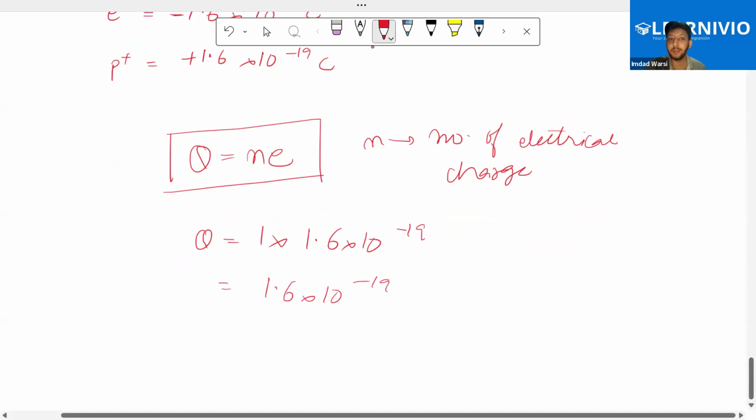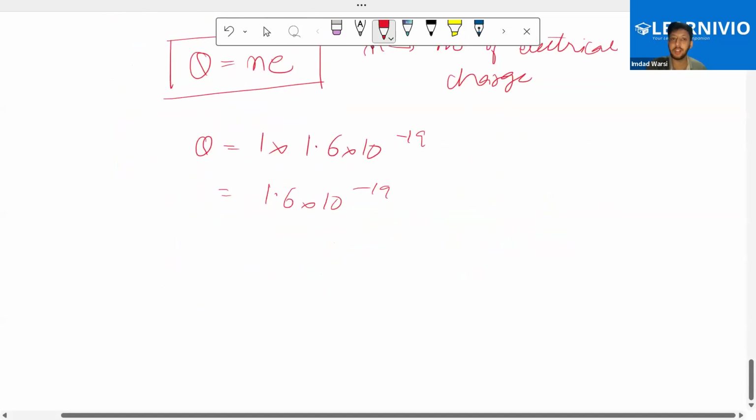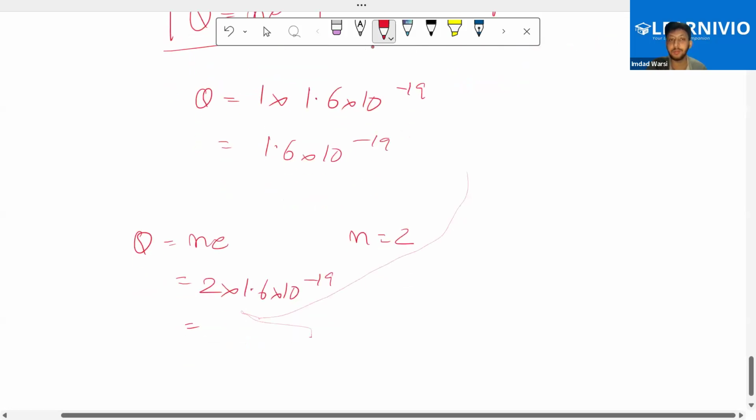Now if I tell you that I am giving two electrical charges to a body, so you will say Q is equal to NE, N is equal to 2. So this becomes 2 into 1.6 into 10 to the power minus 19. This will be 3.2 into 10 to the power minus 19.